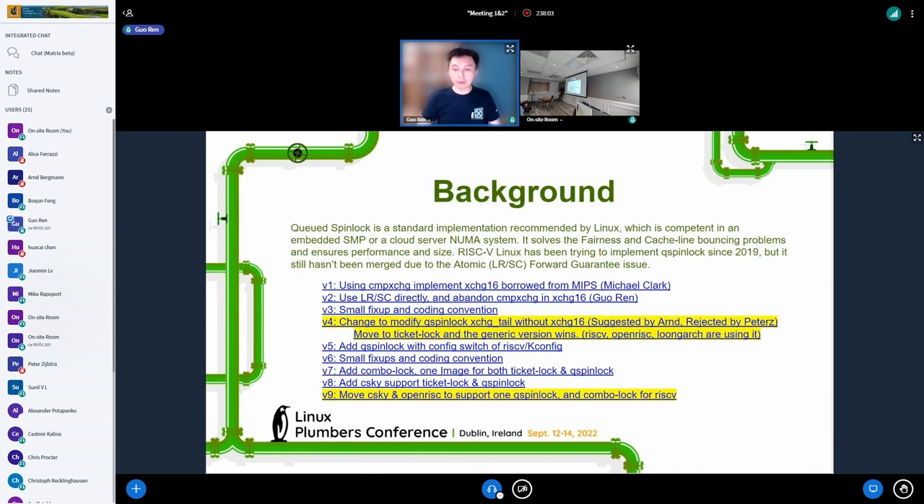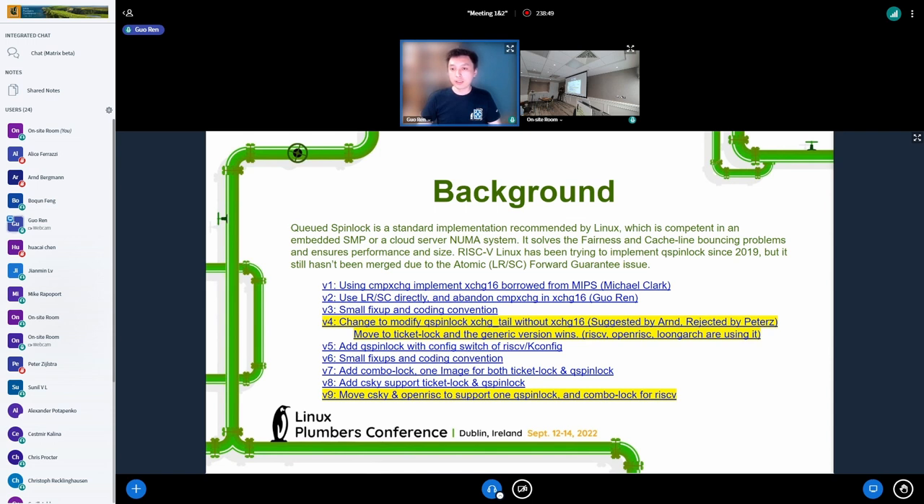The background. I would introduce the background. The motivation I do this is I want to push the Queued spinlock to RISC-V, and this work started in 2019. As we all know, Queued spinlock is competent in both the embedded system and the cloud server. It solves the fairness and cache line bouncing problems and ensures performance and size. So it's very valuable.